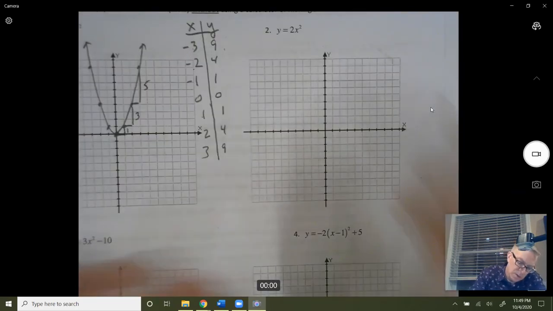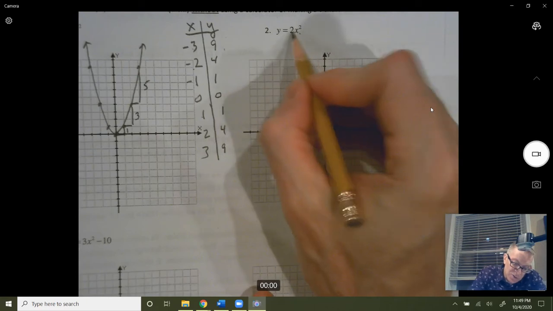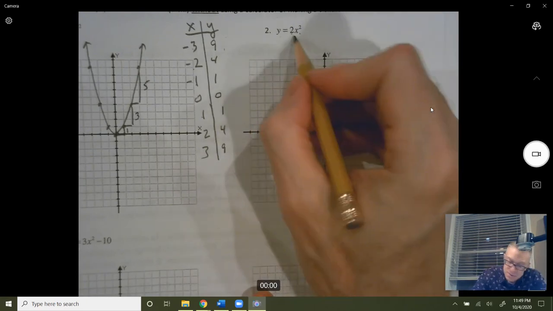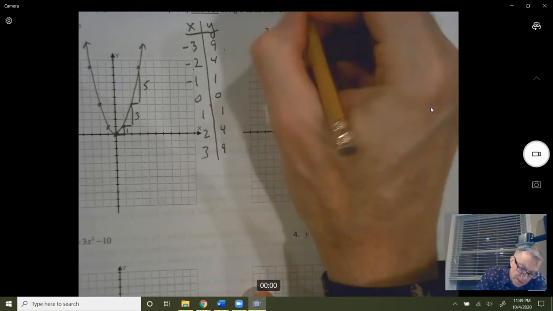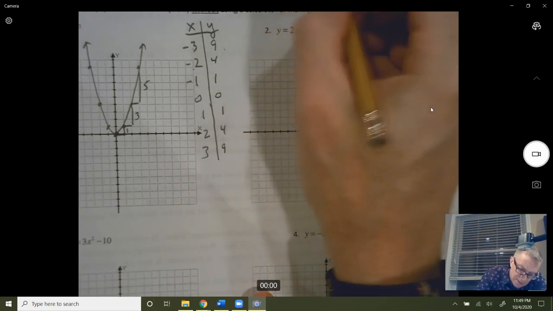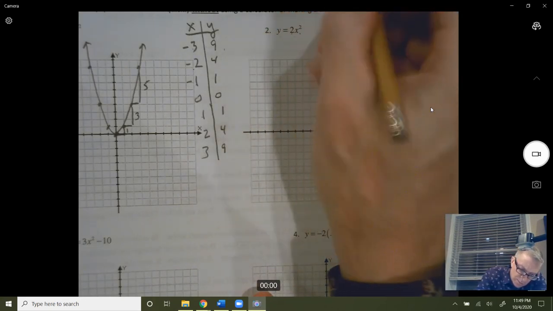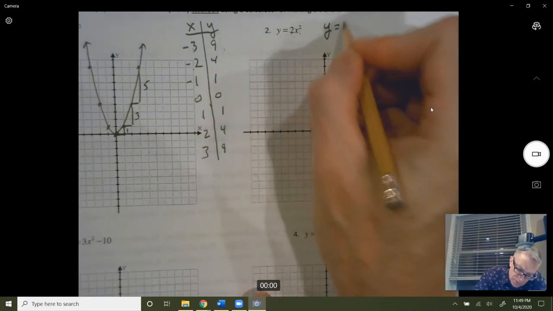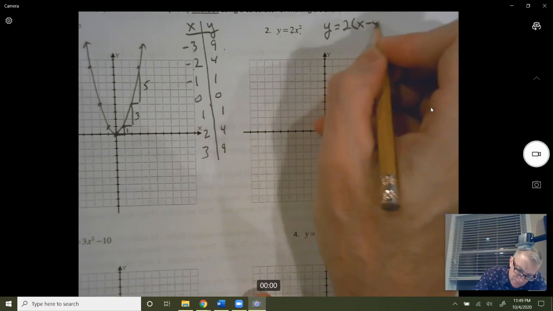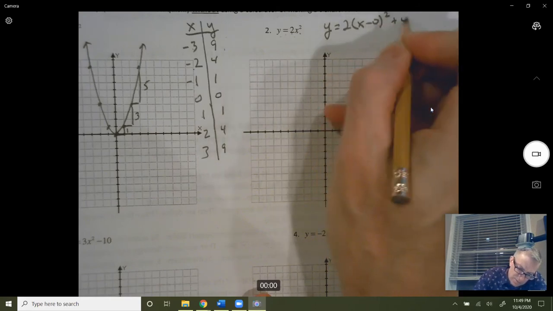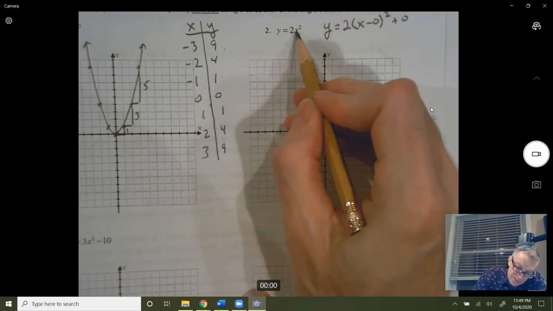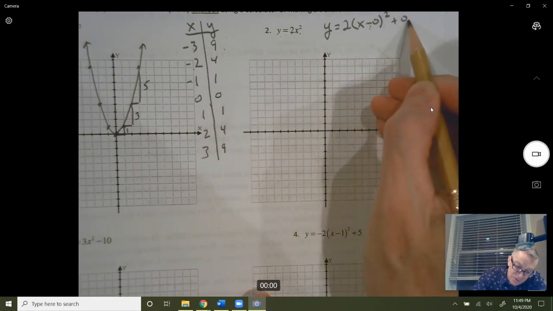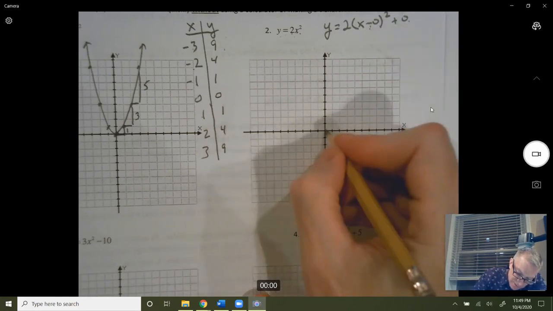Now let's look at this one. What happens when our A value is 2? Now notice here, if you think about this in vertex form, so y equals A times x minus h squared plus k. So if we wanted to write this out, that's y equals 2 times x minus 0 squared plus 0. Notice there's nothing subtracted from the x before you square it. So your h is 0. There's nothing added over here. So your k is 0 and your vertex is 0, 0.